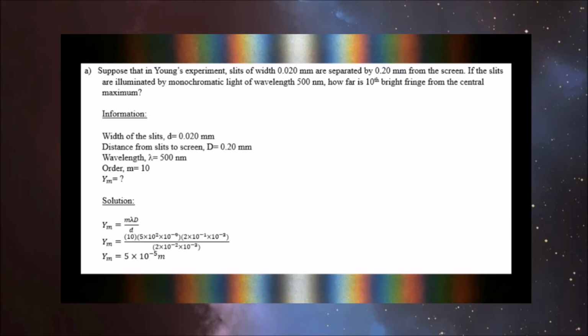Then we can substitute into the formula like this. ym equal to 10 multiply with 5 times 10 to the power of 2 times 10 to the power of negative 9 multiply with 2 times 10 to the power of negative 1 times 10 to the power of negative 3 over 2 times 10 to the power of negative 2 times 10 to the power of negative 3. And we get ym equal to 5 times 10 to the power of negative 5 meter.